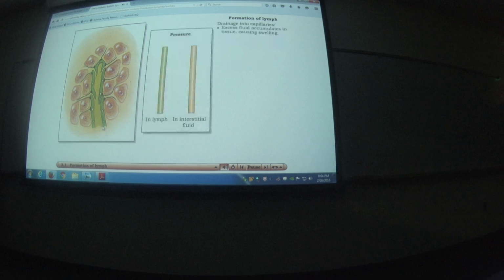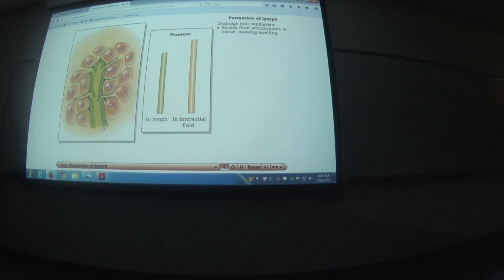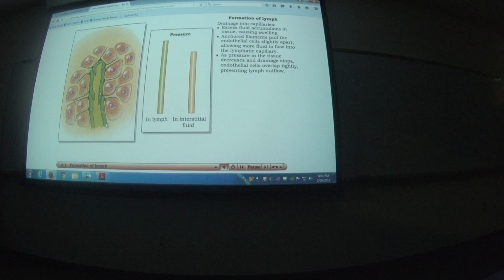Drainage occurs as pressure in the interstitial fluid increases, causing swelling. The anchored filaments pull the endothelial cells slightly apart, allowing more fluid to flow into the lymphatic capillary. When pressure is greater inside the lymphatic capillary, drainage stops, and the endothelial cells overlap tightly to prevent lymph outflow.